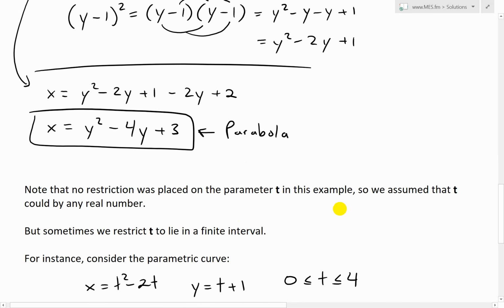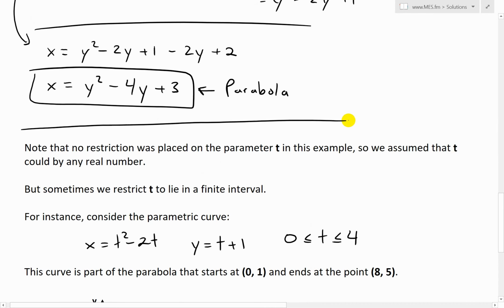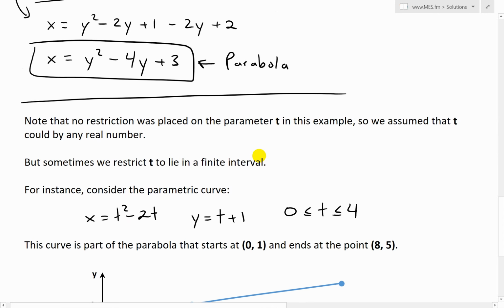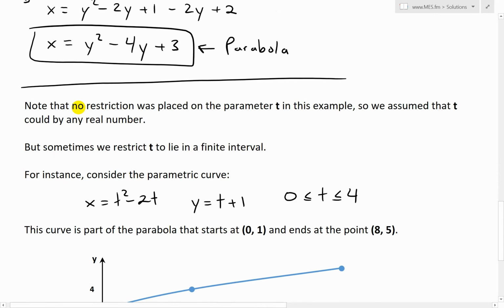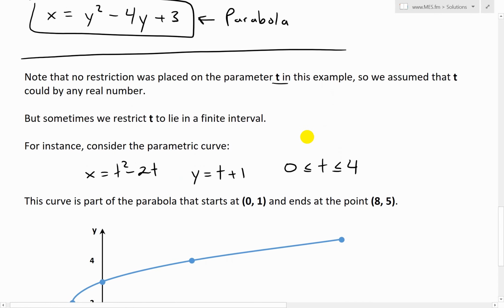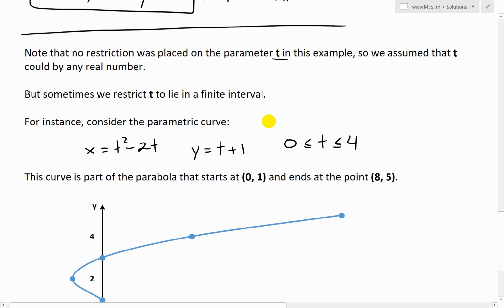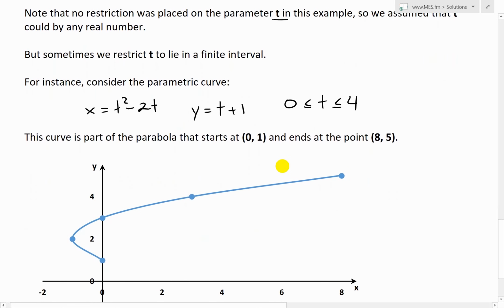Yeah, so now a further note I want to make is that in this example no restriction was placed on the parameter t, so we assumed that t could be any real number. But sometimes we restrict t to lie in a finite interval, and often we want it to be a positive number, because t is usually representing time, so we don't want a negative value for t.